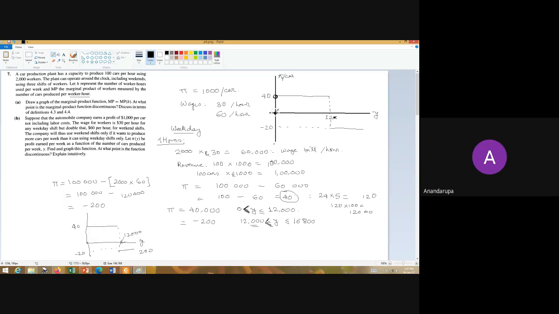So, sir, basically the function is 400y, right? 400y when y is less than or equal to 12,000 and minus 200y when y is less than or equal to 16,800. Yeah. Okay.